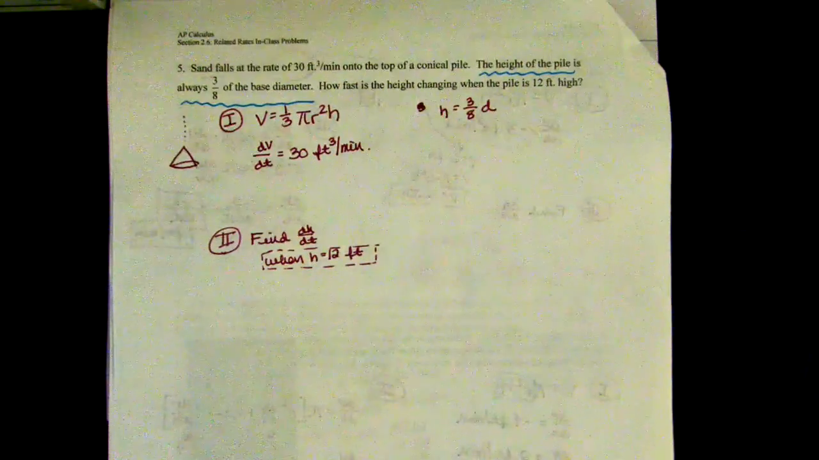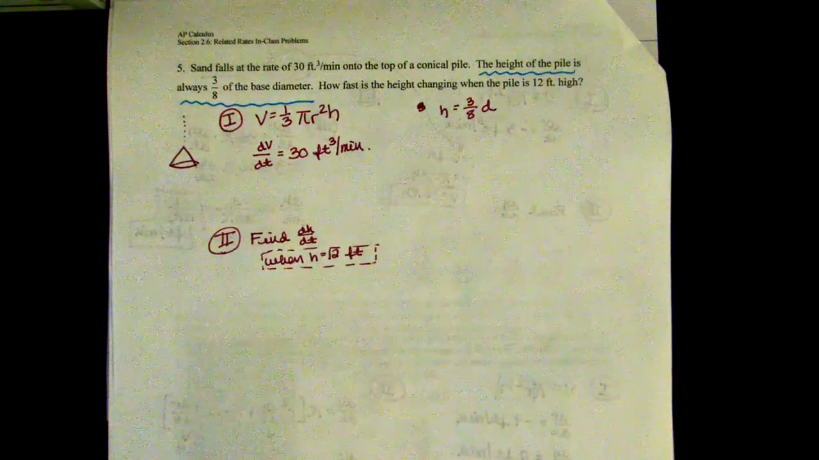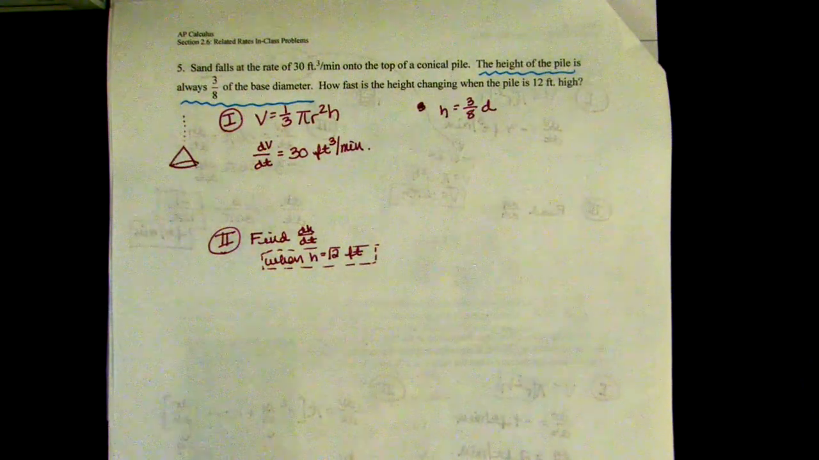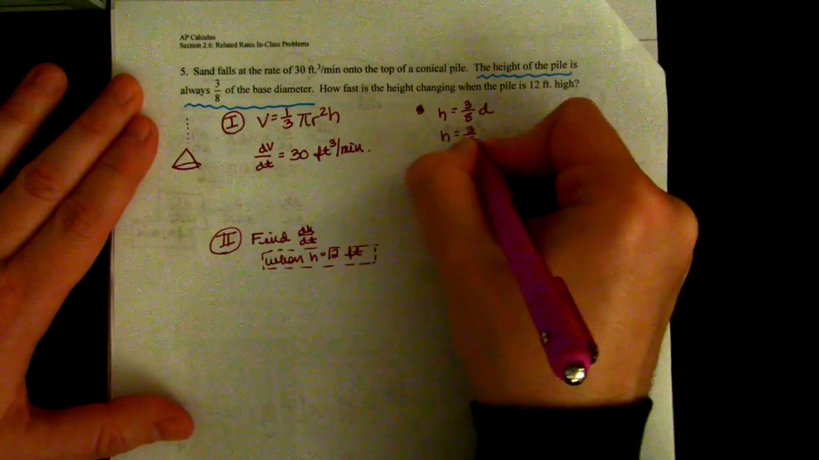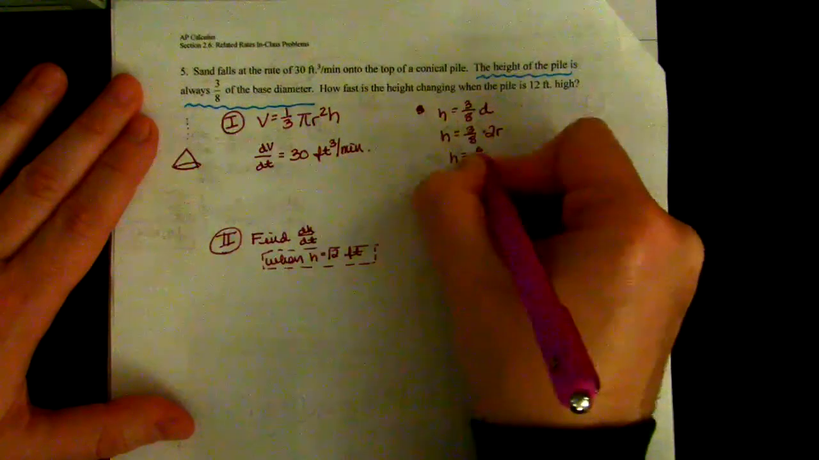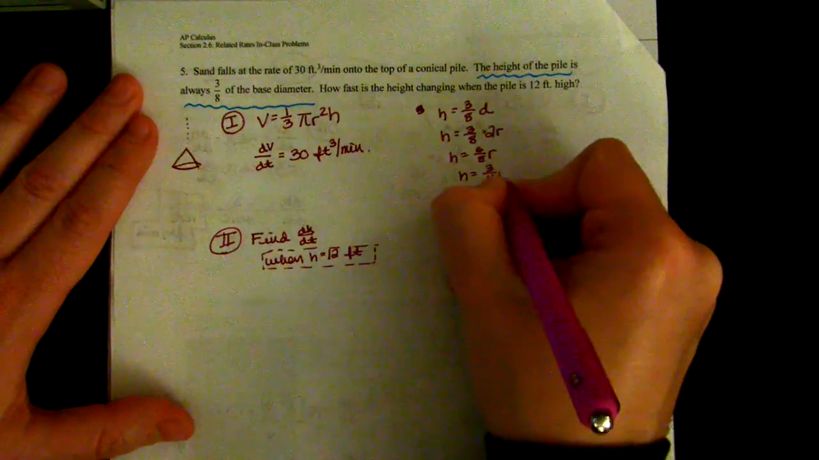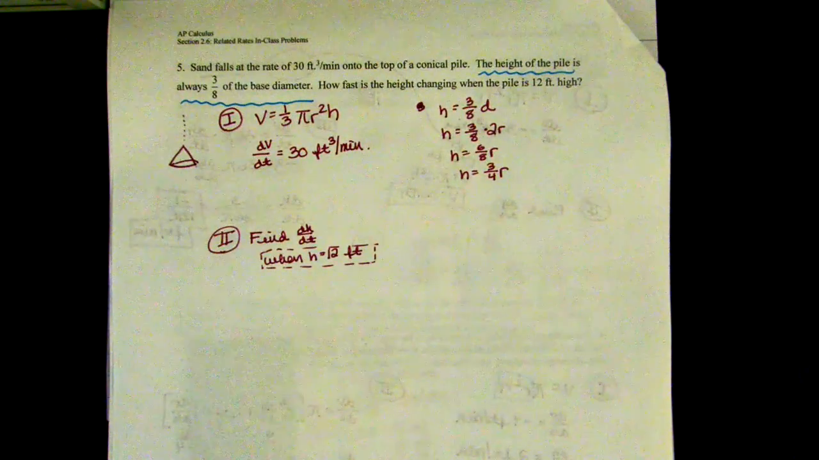Oh good, I just introduced a new variable to this. Let's not really use d. d, the diameter, is the same as saying what? d is the same as saying twice the radius. So how about I do that? h equals 3/8 times 2r, or h equals 6/8 r, or h equals 3/4 r. The height is always 3/4 of the radius.